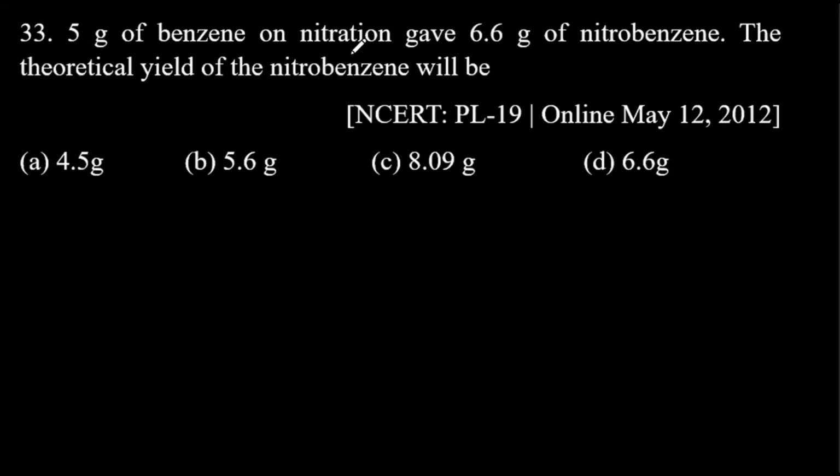5 gram of benzene on nitration gave 6.6 gram of nitrobenzene. The theoretical yield of nitrobenzene will be? In this question, 5 gram of benzene giving 6.6 gram of nitrobenzene is given. This 6.6 gram is the experimental yield.